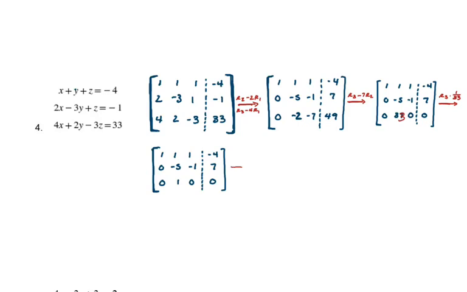So the next thing I'm going to do here is try and take row 2 and I'm going to subtract 5 times row 3. So I take row 2 and subtract 5 times row 3.